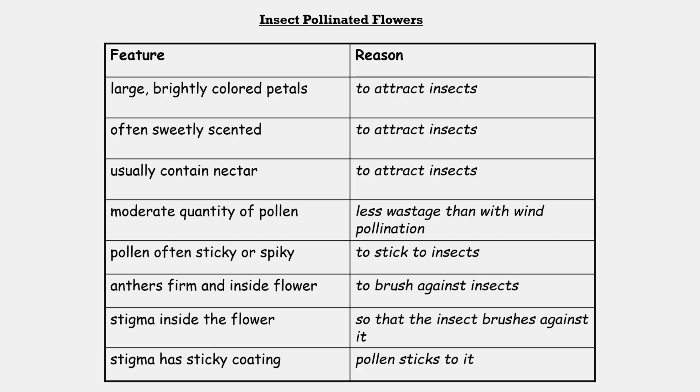Insect-pollinated flowers tend to be large and brightly colored. They're often sweetly scented and contain nectar. They produce a moderate amount of pollen, because there's a lot of energy that goes into producing pollen, and if you've got an insect that's taking it to another flower, you don't need to produce a lot of pollen. It's often sticky and spiky, so it can stick to the insects. The anthers are firm inside the flower, so they can brush against the insect. The stigma are inside the flower, so the insect brushes against them, and the stigma has a sticky coating so the pollen will stick to it.